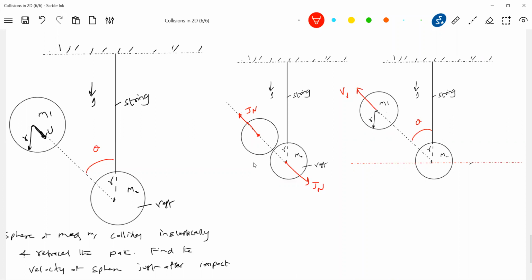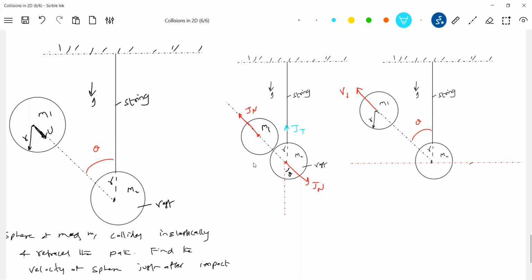Now this component of Jn, what will it do? It will act along the x as well as the y axis, no? So Jn cos theta will try to impart momentum to the second sphere vertically down. So suddenly the string will be jerked, and because of that, an impulse is set up in the string. I'll call it JT.